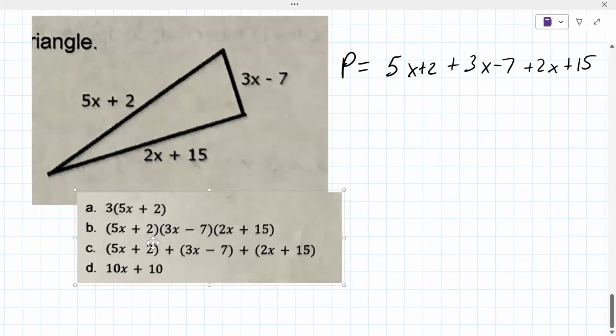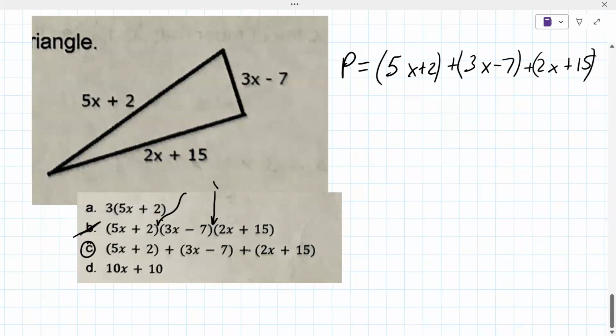notice that the third one looks the same as yours, except the third one has parentheses in it. The parentheses are just there as visual spacers. So C is absolutely correct. The reason B is not correct, even though it looks really similar, is that there's no plus sign between them, so it just means multiply, which is not correct. You don't multiply. So we know that B is wrong.